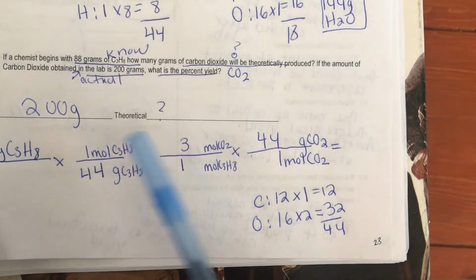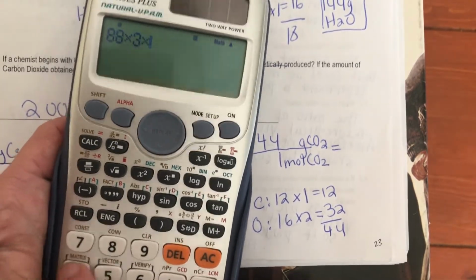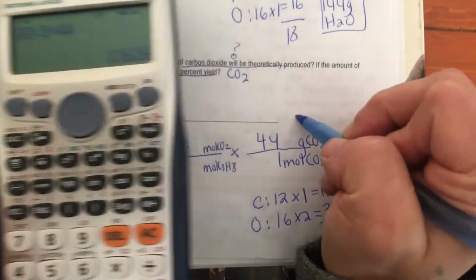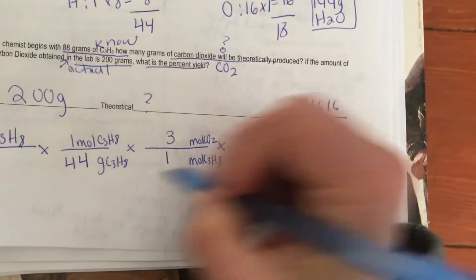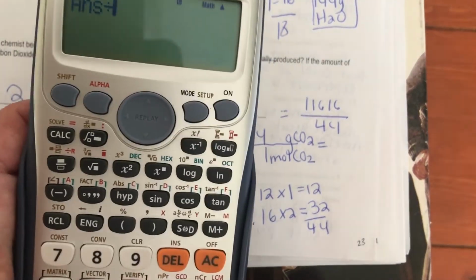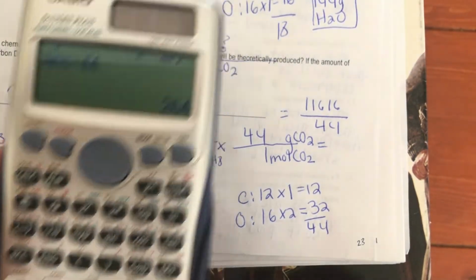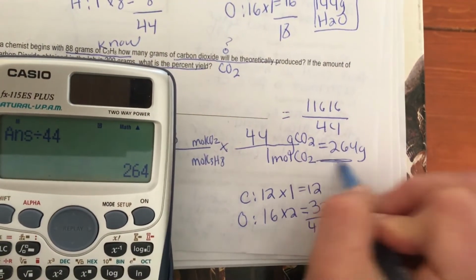So we have 88 times 3 times 44 in our numerator. So that's 11,616. And then divided by just 44. And so that's 264 grams. So that's my theoretical yield.